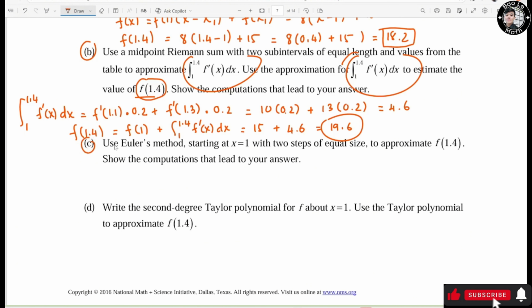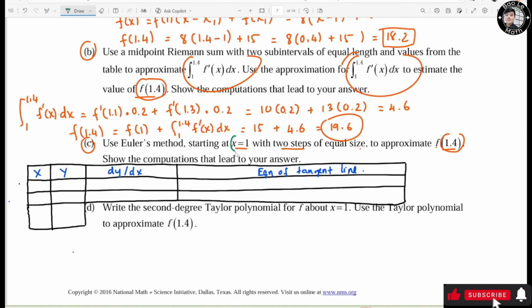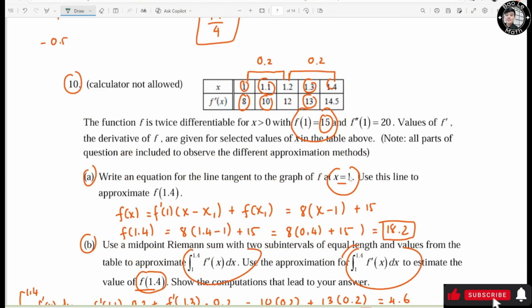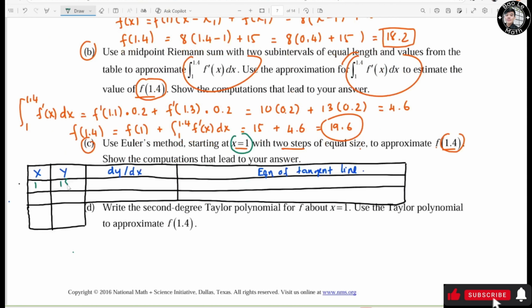Now question C. Use Euler's method starting at s equals 1 with two steps of equal size to approximate f of 1.4. Now we're going to sketch the table. We start at s equals 1, the y value is 15 right here. We have two steps of equal size. We end at s equals 1.4, so 1.4 is right here. This one must be 1.2.